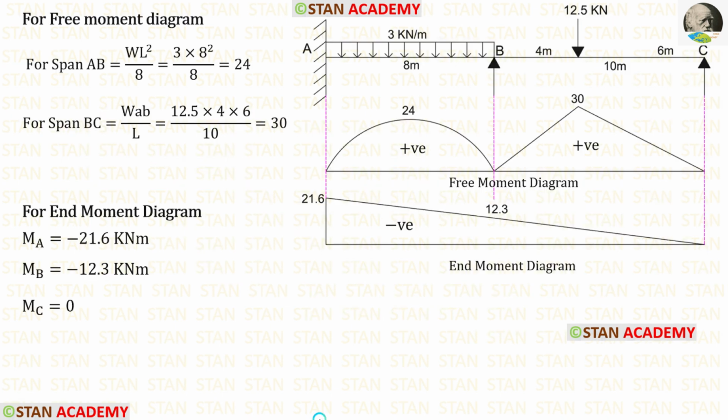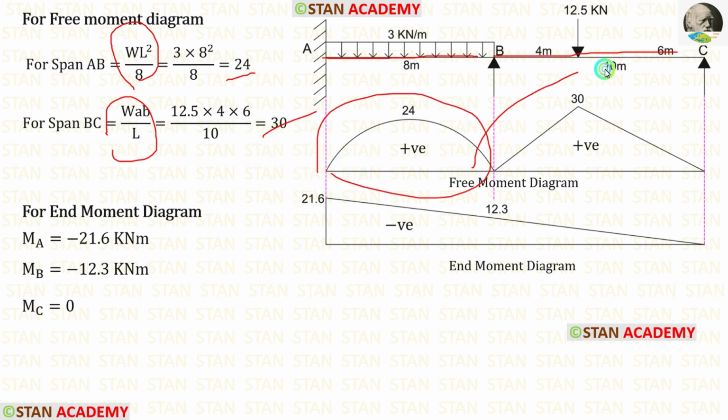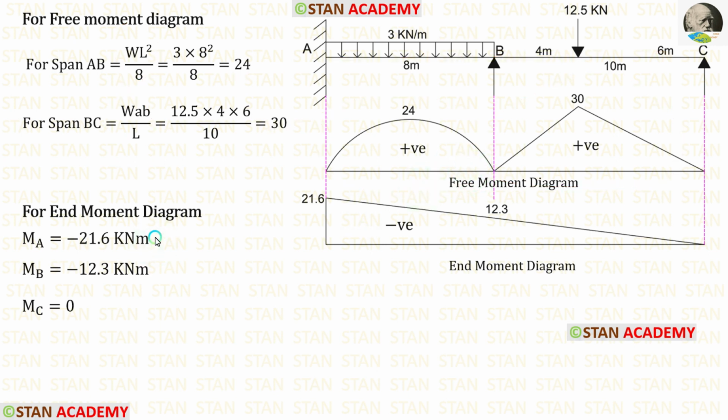Now we are going to draw the bending moment diagram. Before drawing the bending moment diagram, let us make the free moment diagram and the end moment diagram. For making the free moment diagram, we have to consider every span as a separate simply supported beam, and then we have to use these formulas and find the moments. Using those values, we can make these two diagrams. Then, using the end moments, we can make the end moment diagram.